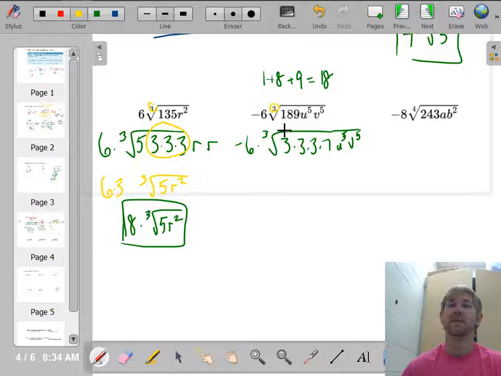So cube root means I'm looking for sets of 3. Found one. That's going to come to the outside. So there's already a negative 6. Negative 6 times 3 is negative 18. And now, I'm not going to write all these out. I'm going to see if we can do this in our head.